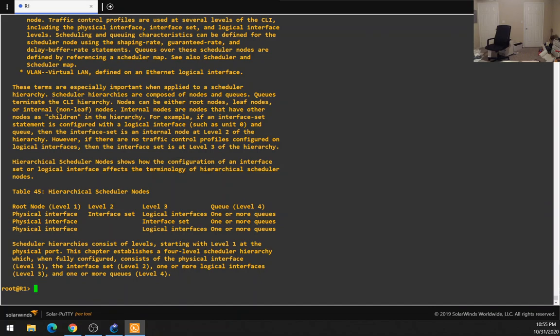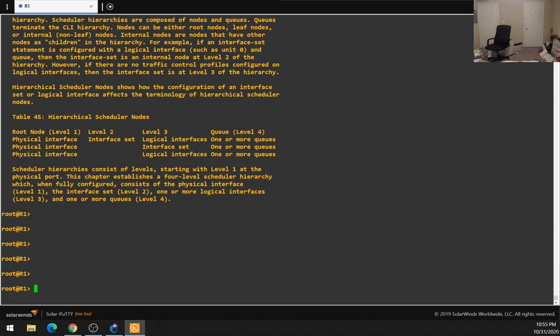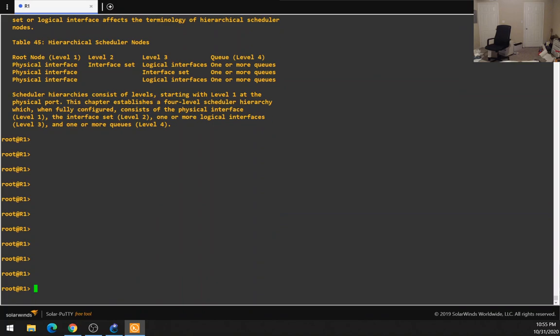Hierarchical scheduler nodes shows how the configuration of an interface set or logical interface affects the terminology of hierarchical scheduling nodes. Table 45, hierarchy scheduling nodes.